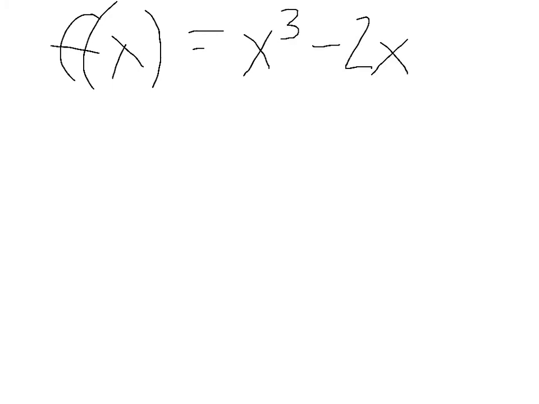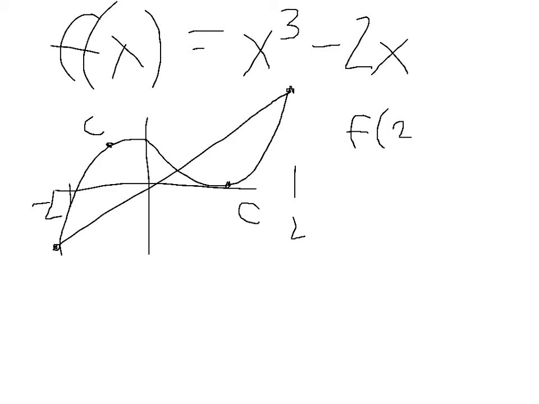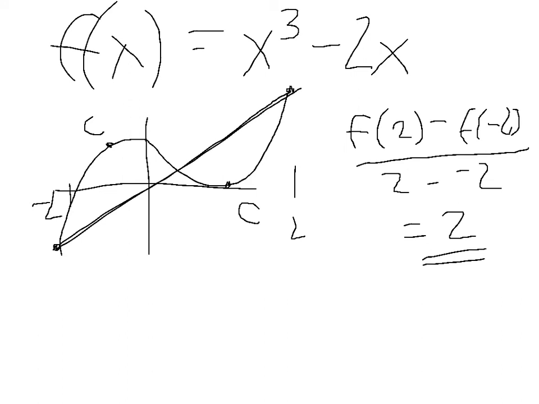So if the function that Keith and Munzie were demonstrating is f of x equals x cubed minus 2x, which looks something like this, and you're looking to find where exactly C is on these functions, you first have to find the overall mean slope from A to B, which would be f of 2 minus f of negative 2 over 2 minus negative 2, which comes out to be 2. So your slope over this way is 2.